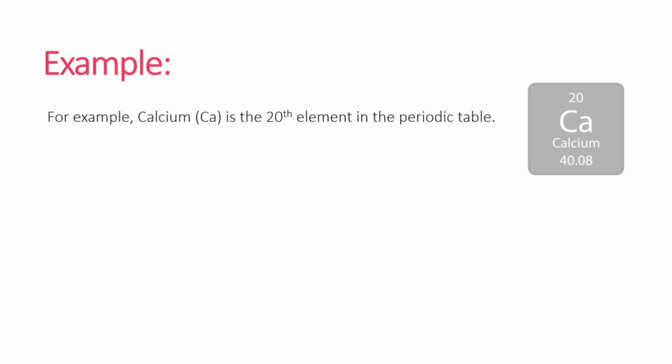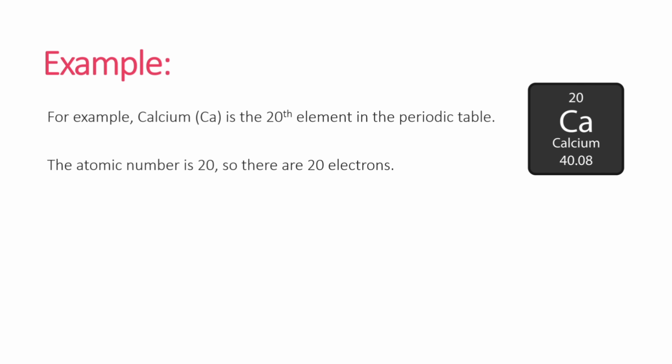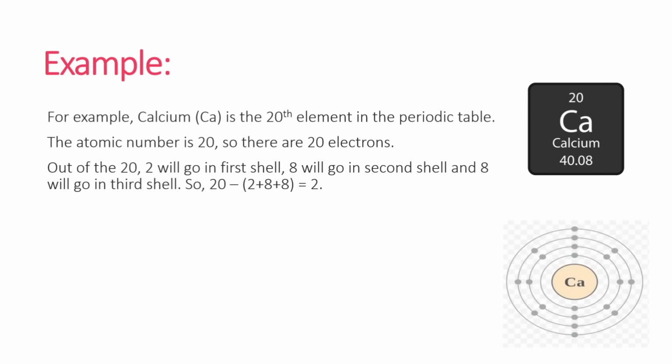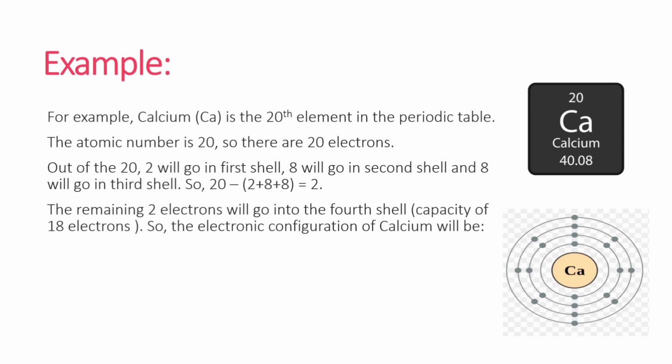Now let's move on to more examples. For example, calcium, which is the 20th element in the periodic table, has the atomic number of 20. So there are 20 electrons, and out of these, 2 will go into the first shell, as it has the capacity of holding 2 electrons. 8 will go into the second shell and 8 will go into the third shell. Now we have 2 remaining electrons. Those 2 electrons will go into the fourth shell. Although the fourth shell has the capacity to hold 18 electrons, since we only have 2 more, they will go into the fourth shell. So the electronic configuration of calcium will be 2, 8, 8, 2.